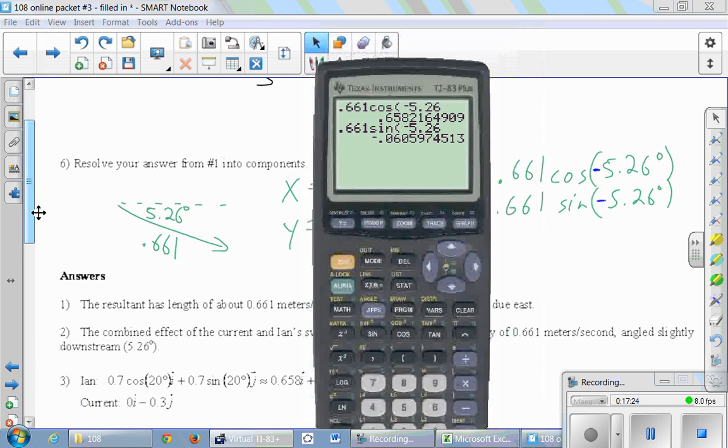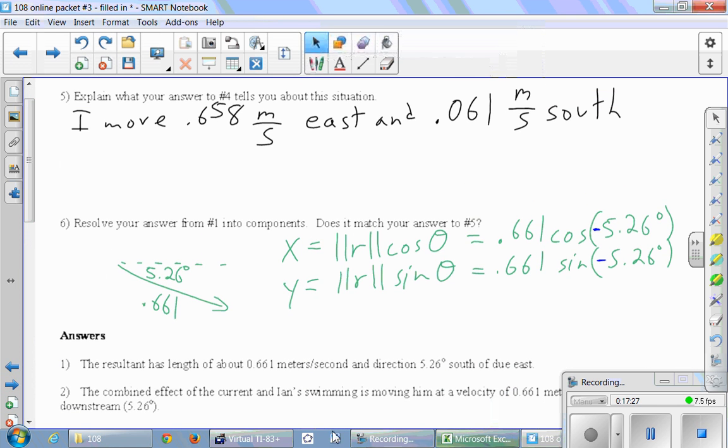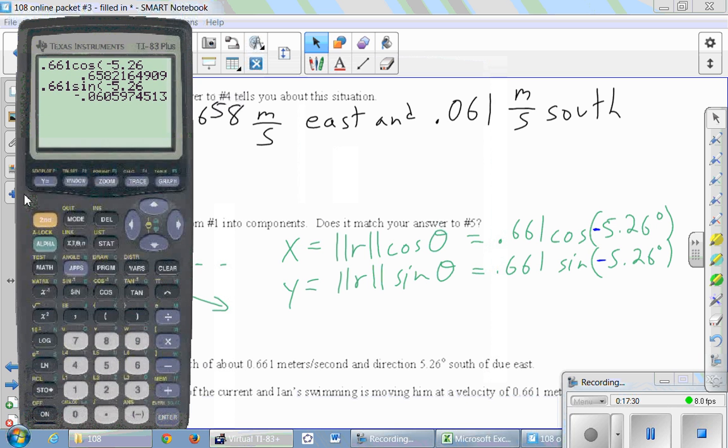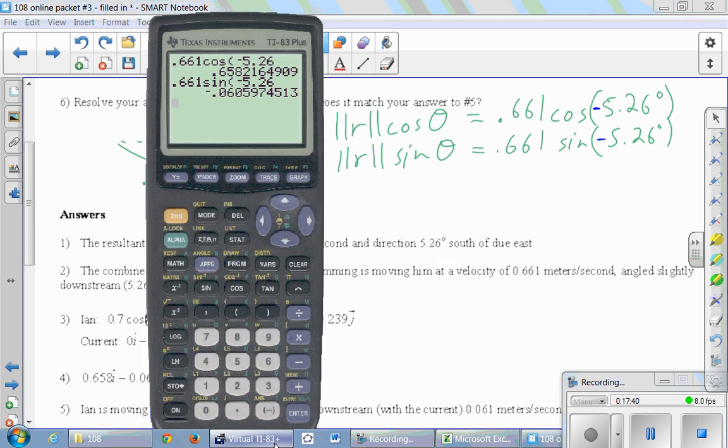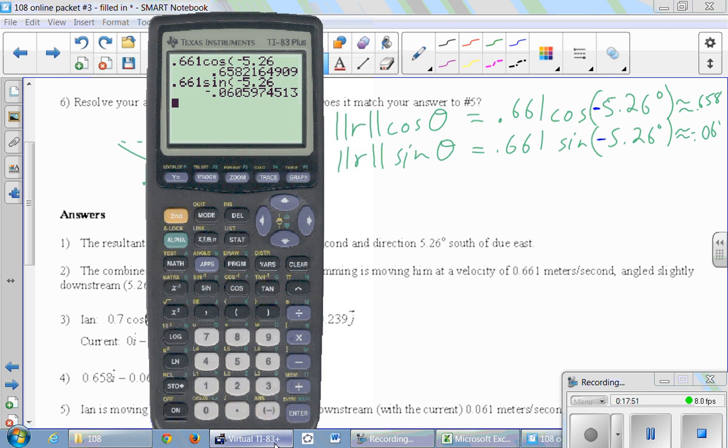Okay, and do those things agree with the answers that we got up there? I sure hope so. So 0.658, that's positive, and then 0.061 rounded, negative. And so that definitely agrees with what we got in number 4. So we'll just put our answers here. So that means that the resultant vector, something i plus something j, the i part is 0.658, the j part is negative 0.061.